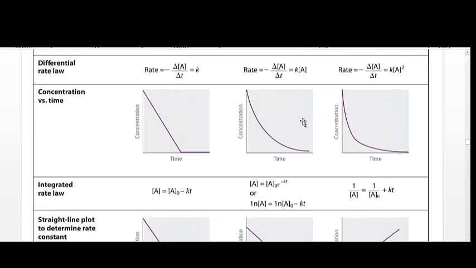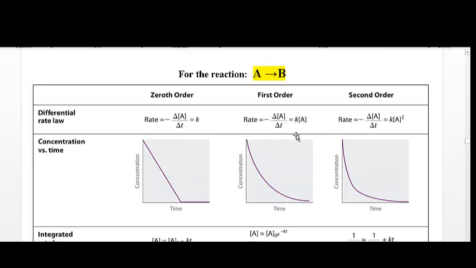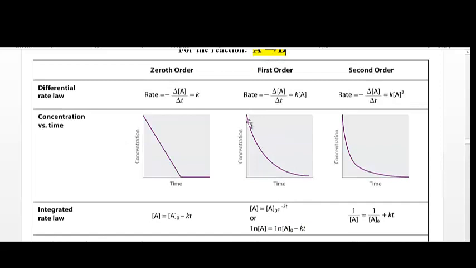Now let's compare a first-order reaction. Your rate is equal to k times the concentration of A. So here there is a concentration dependence. How much A you start out with determines how fast the reaction will proceed. So notice the concentration over time trajectory has this curve.